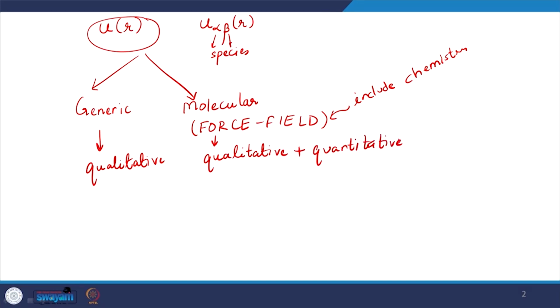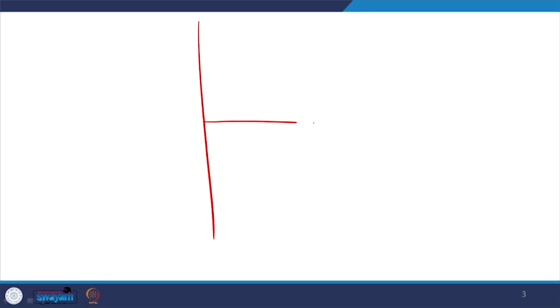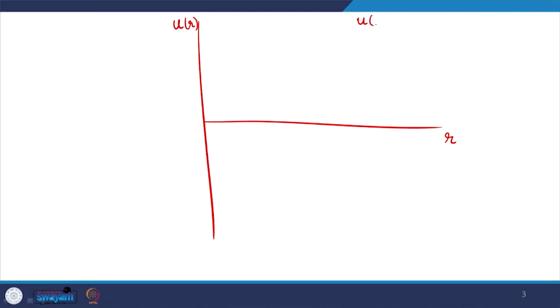So let's look at the generic approach to begin with. We know, for example, that if the Coulombic interactions are present in the system and we are considering like charged species, so a one component system where all the species have the same charge, then there has to be a repulsion between them, and the repulsion will give rise to a positive energy.